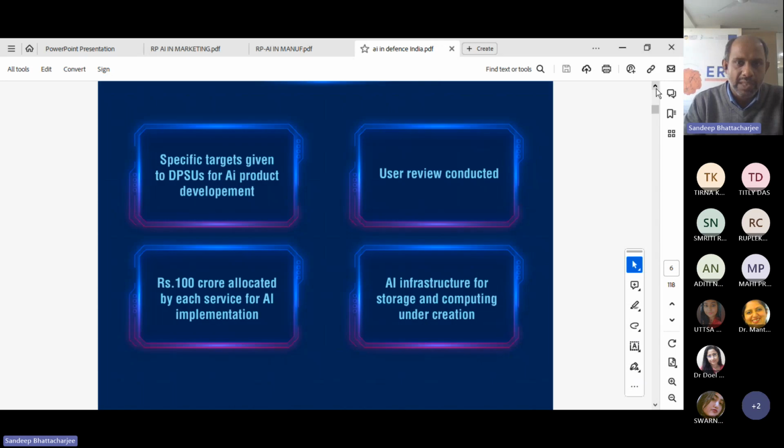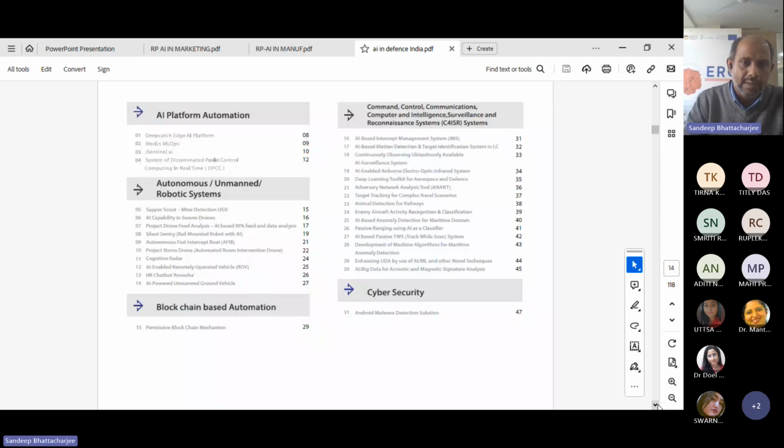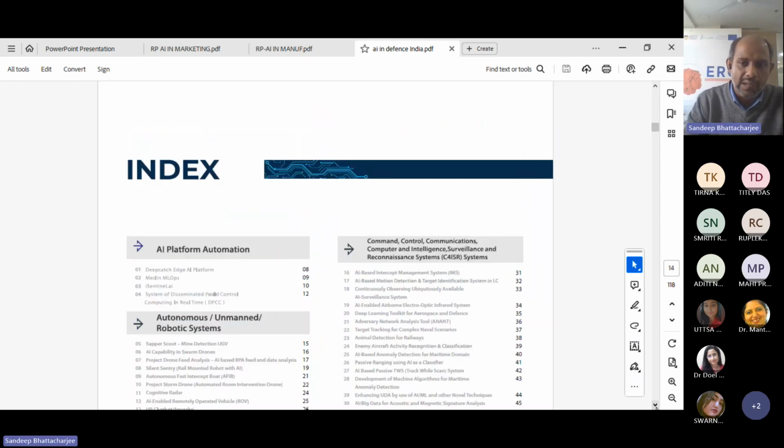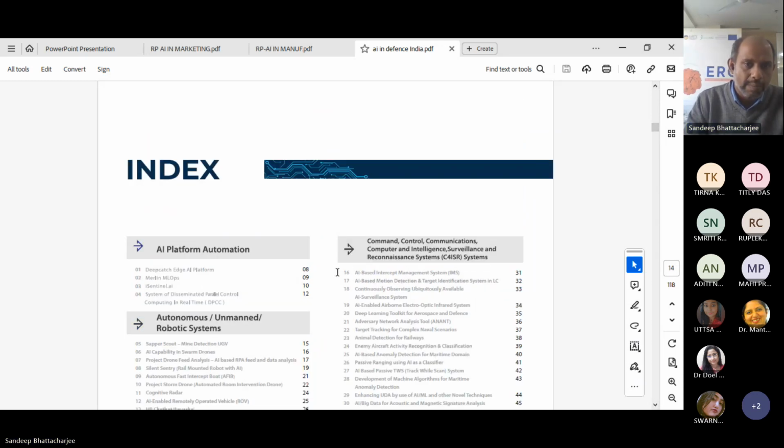A lot of money has been invested. Almost 100 crores have been allocated for different services wherever AI has to be implemented. Very recently, this has been done. I will point out certain areas where this development is taking place. So, basic AI platform automation. Then you have autonomous unmanned robotic systems. All these are proposed AI areas of development in the next 5 to 10 years.